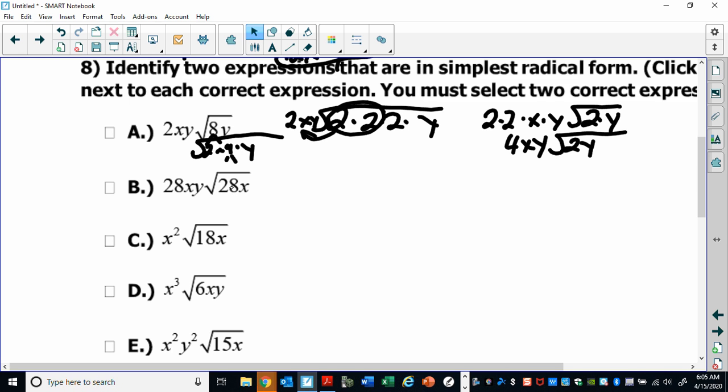Same thing over here. So this is not the answer because we're looking for the 2 most simplified, which means they cannot be broken down anymore. They are simplified to the lowest radical form.